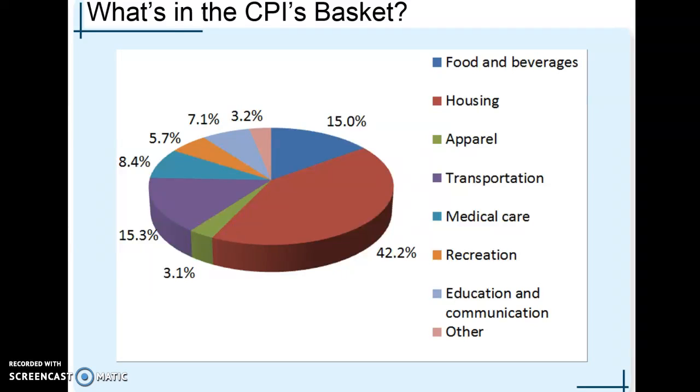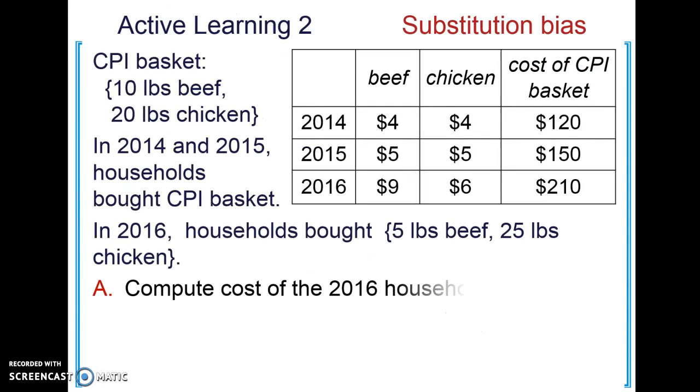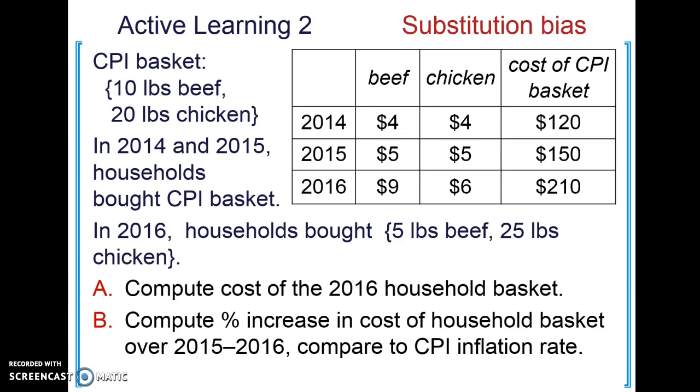Here's a breakdown of classifications of what is actually in the CPI basket. Given the information provided in the chart, compute the cost of the 2016 household basket and compute the percentage increase in the cost of the household basket over 2015 to 2016 and compare it to the CPI inflation rate.